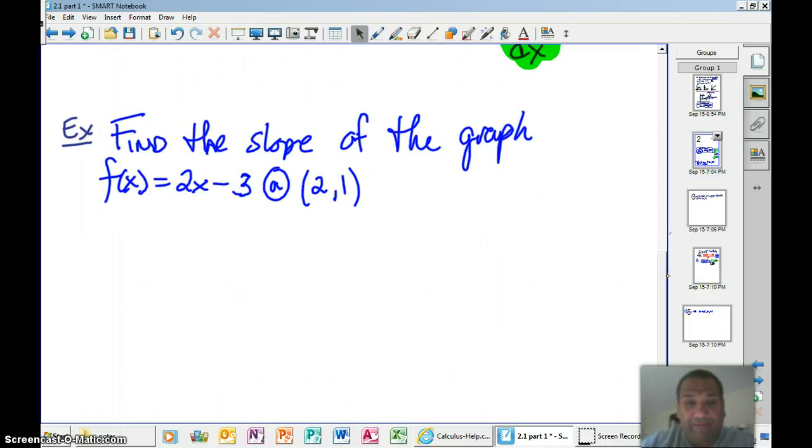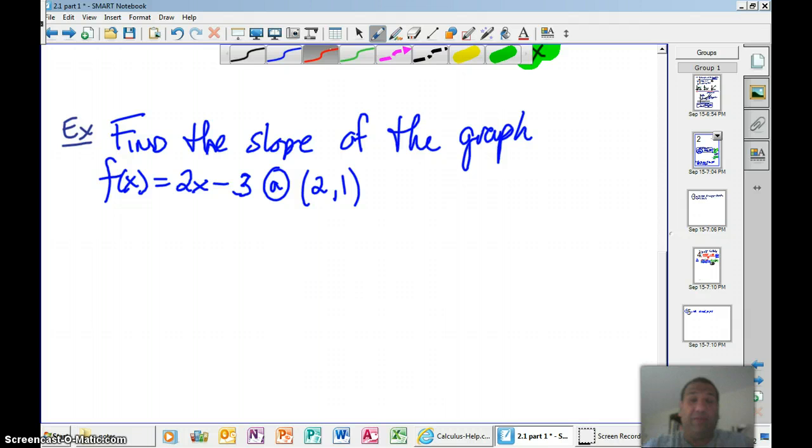Find the slope of the graph at a... So we're going to use the definition of the derivative. We are not, and I know from maybe physics, you might remember something like a power rule. Well, we don't use that here.